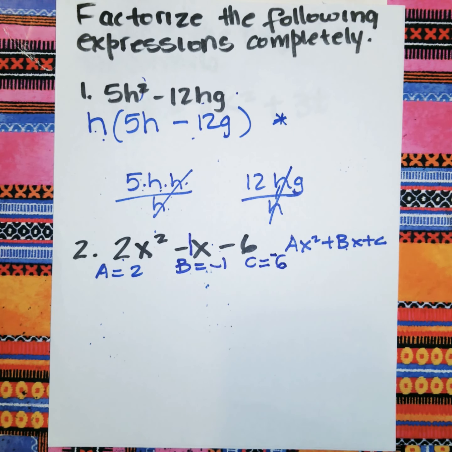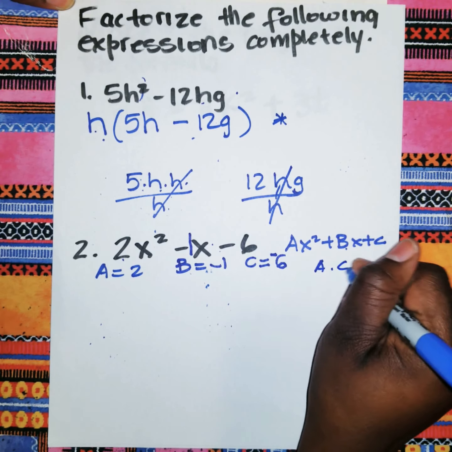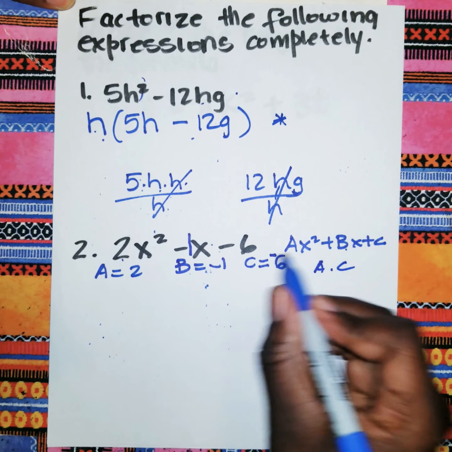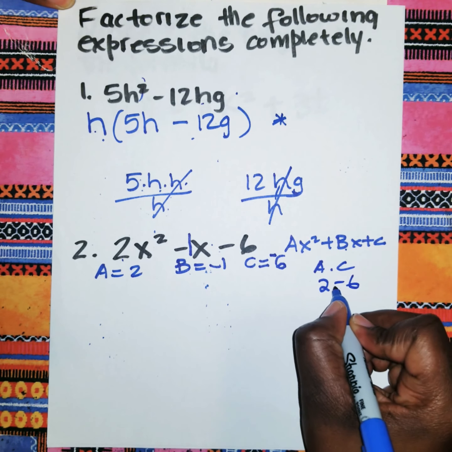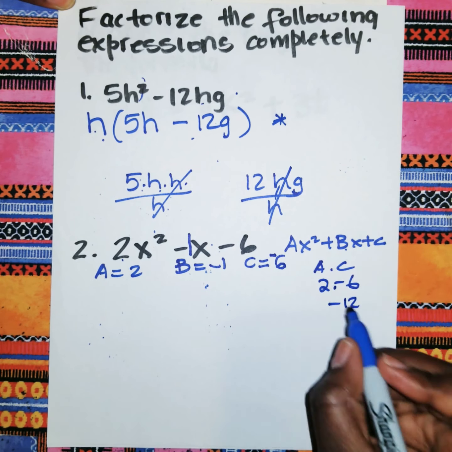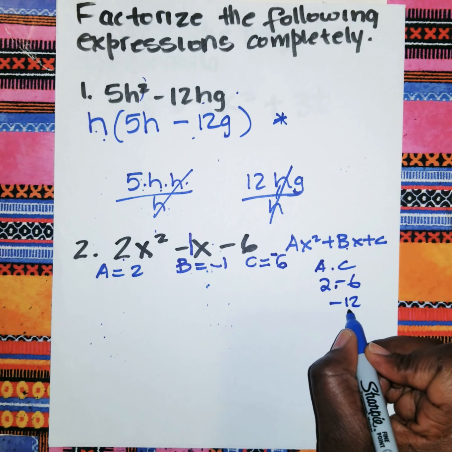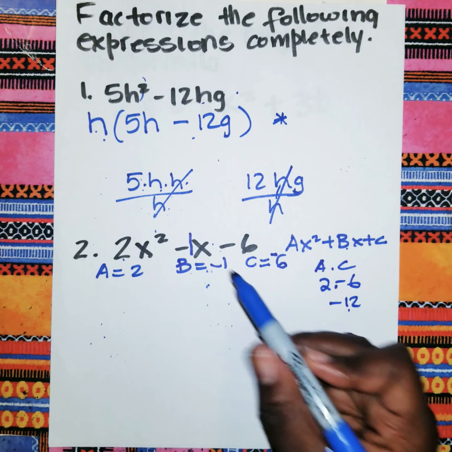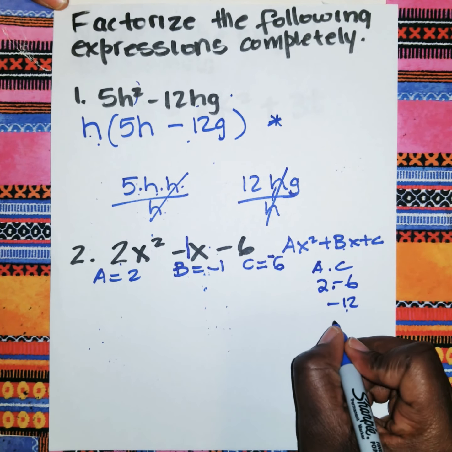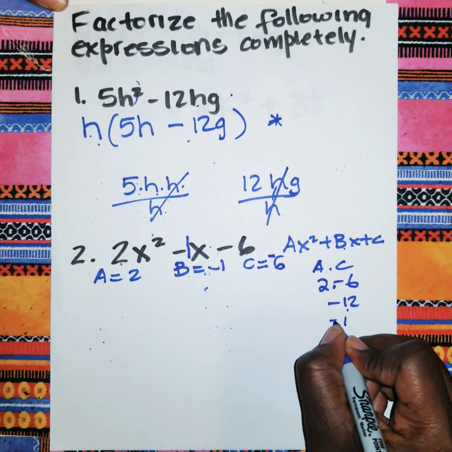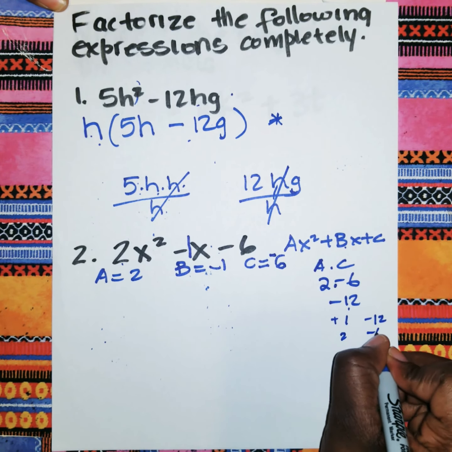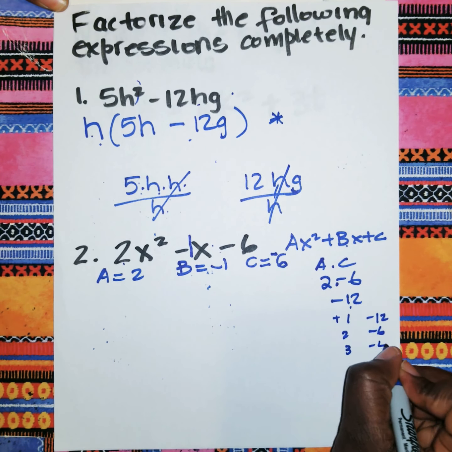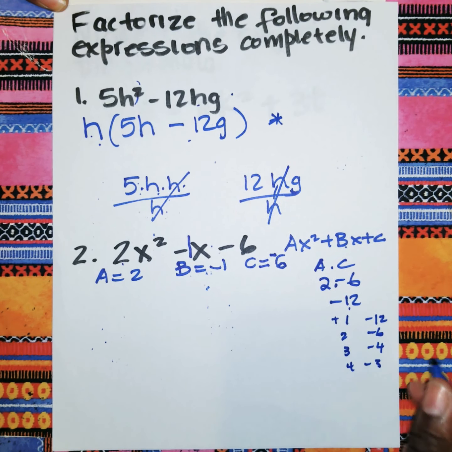Alright, guys, so from here, the AC method says a times c, so you multiply these two, so a is 2, and c is negative 6. If you multiply, you get negative 12. Now we need two factors of negative 12 that when we add them, we get a negative 1. If you don't know, you can go ahead and list them out, which is totally fine. So I'm going to use 1 and negative 12. I'm going to use 2, negative 6, 3, negative 4, 4, negative 3, and the list goes on.